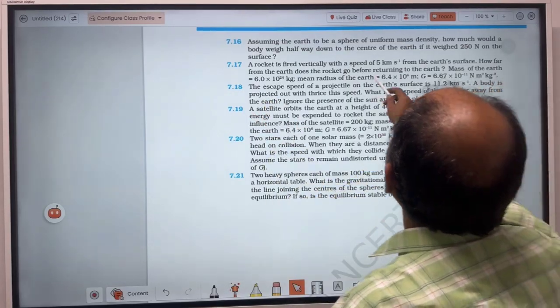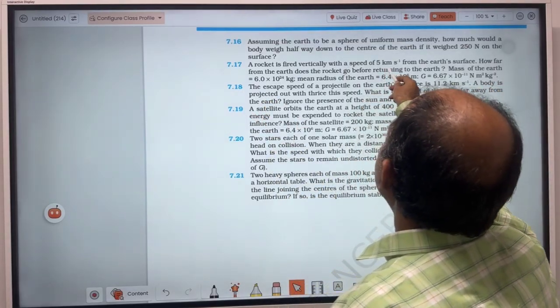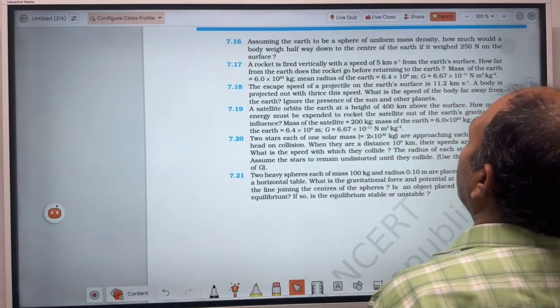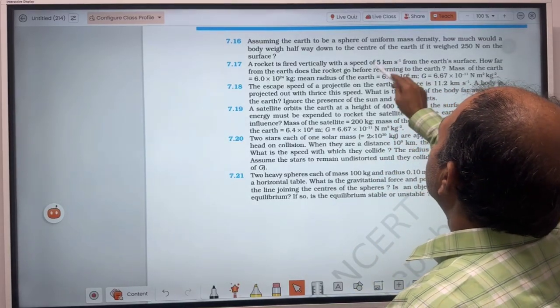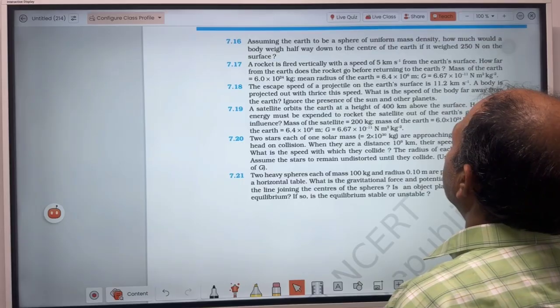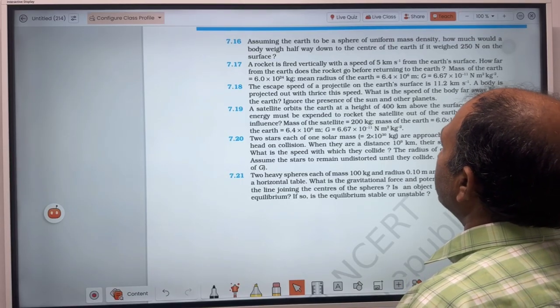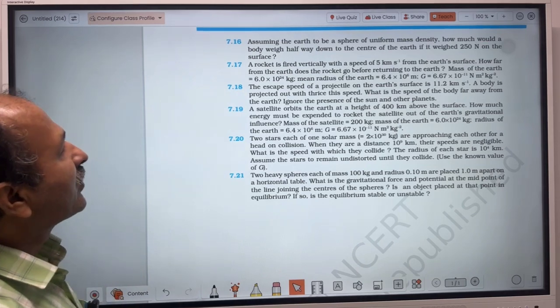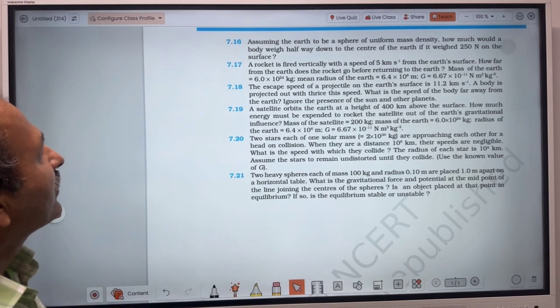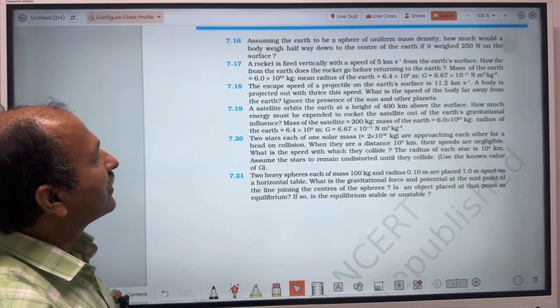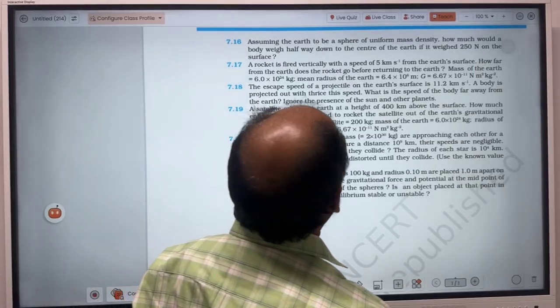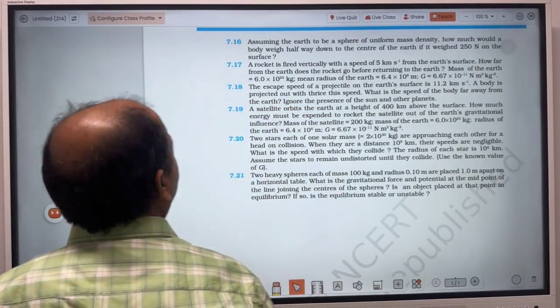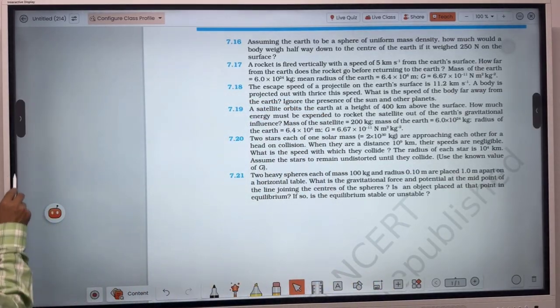Here, in the previous question, also one thing: the velocity is 5 kilometer per second, so you have to write it as 5000 meter per second because the other quantities have been taken in SI unit. Correct? Be careful. The escape speed of a projectile on Earth's surface is this much, a body projected with thrice this speed. What is the speed of the body far away from the Earth? Ignore the presence of the sun and the planet.